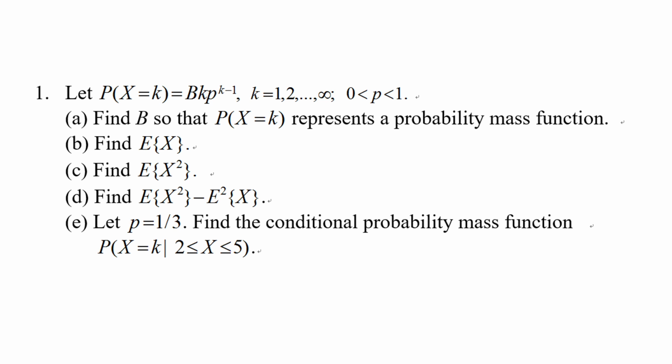There's only one condition this question offered, which is: let the probability that X equals k be b multiplied by (1 minus p) to the power of k minus 1 times p, for k equal to 1, 2, 3, up to infinity, and p located in the range between 0 and 1. The first question is: find b so that the probability X equals k represents a probability mass function.